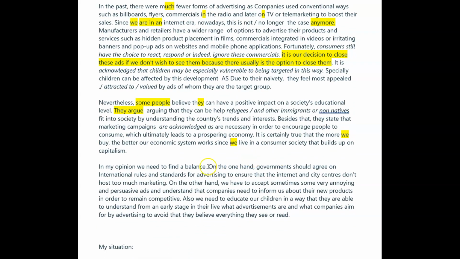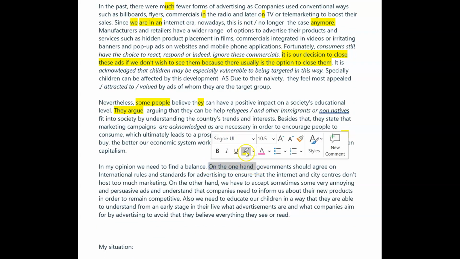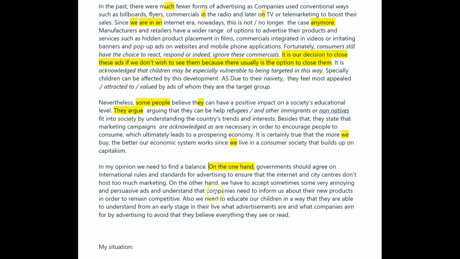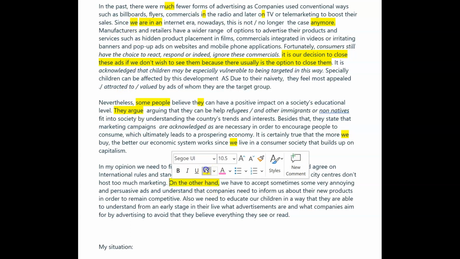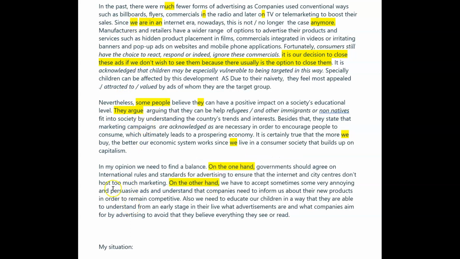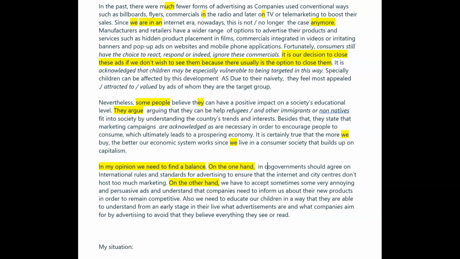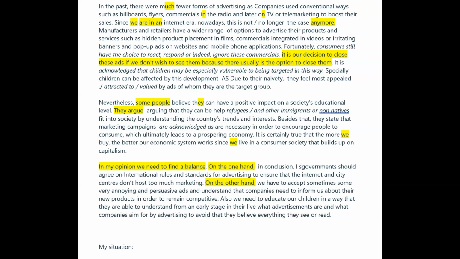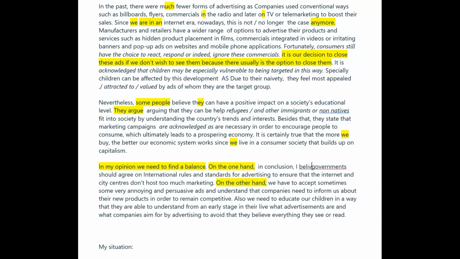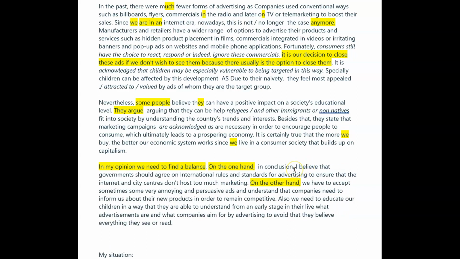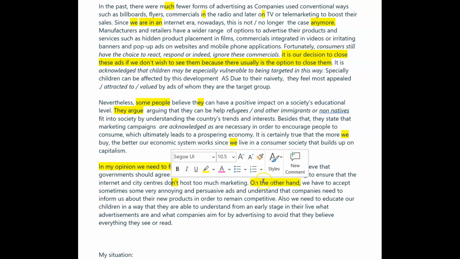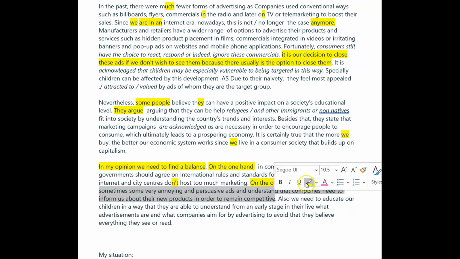In my opinion, now, in your opinion here, I wouldn't put on the one hand, on the other hand. I think that works here, on the one hand, on the other hand. It doesn't work in the conclusion. It's too long. Yeah, I'd rather we had a bit more in here and a shorter conclusion. So, in conclusion, so I start with, in conclusion, yeah, I believe that governments should agree on international rules and standards for advertising to ensure the internet and city centres do not host too much marketing. Don't need that, because you've kind of said that already.